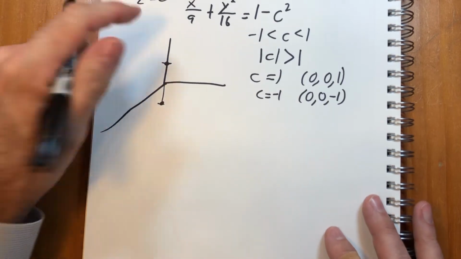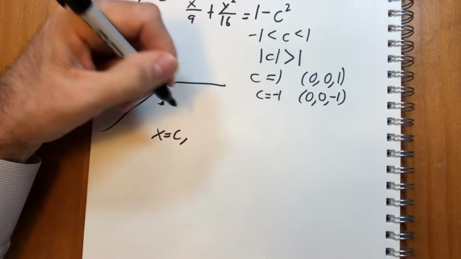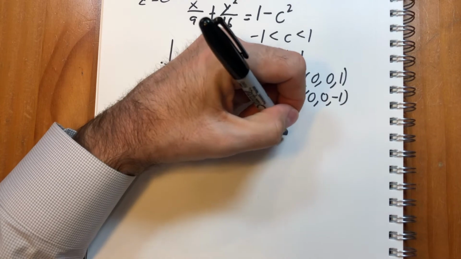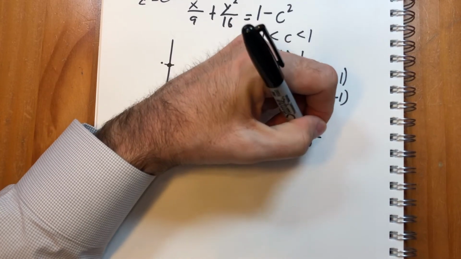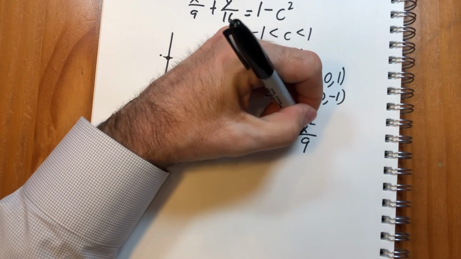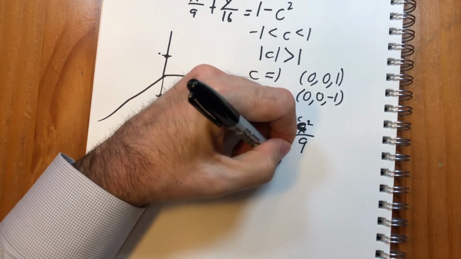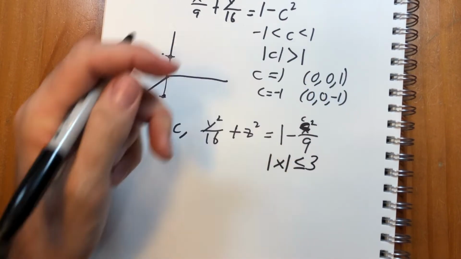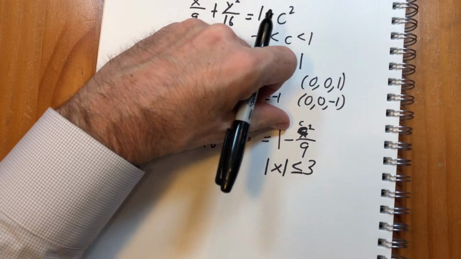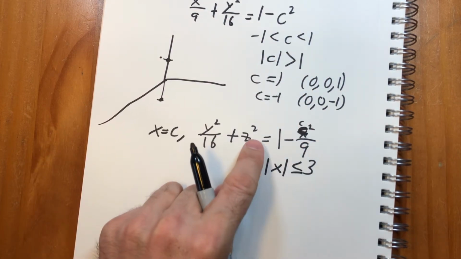So let's keep going, to see which way it goes. If we set x to a constant, then we get y squared over 16 plus z squared equals 1 minus x squared over 9, or c squared. So it's the same situation as here. This is c squared. This is also an ellipse. In this case, we have to have that the absolute value of x is less than or equal to 3, because then 3 squared is 9, so this would be 0. If x is plus or minus 3, then this is just a point.